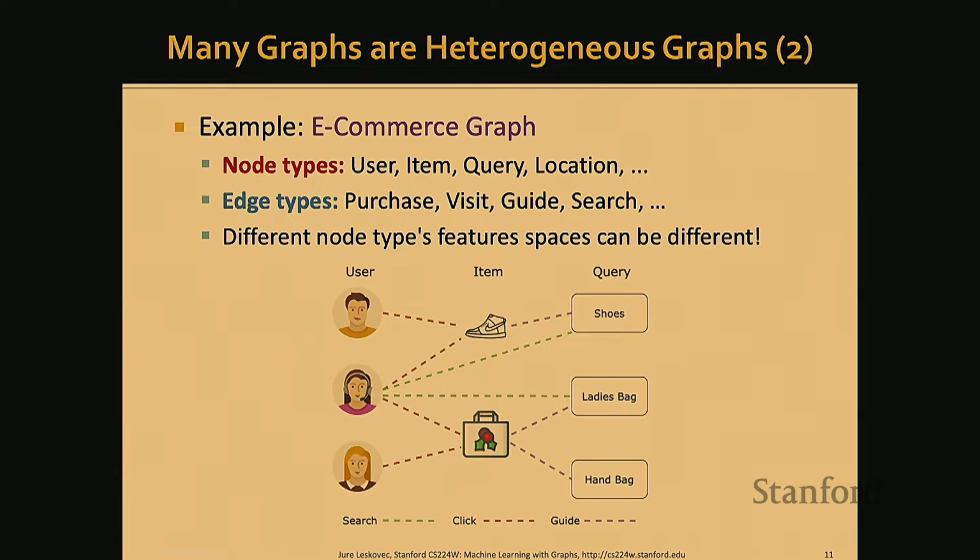But here, the edges can also take different types. So we can define the relationship of search, and the interaction types of click and guide. So there are also 3 and even more types of interactions within this e-commerce graph. This is a very widely used scenario in industry when people want to build recommender systems that can associate different users, items, and queries together.